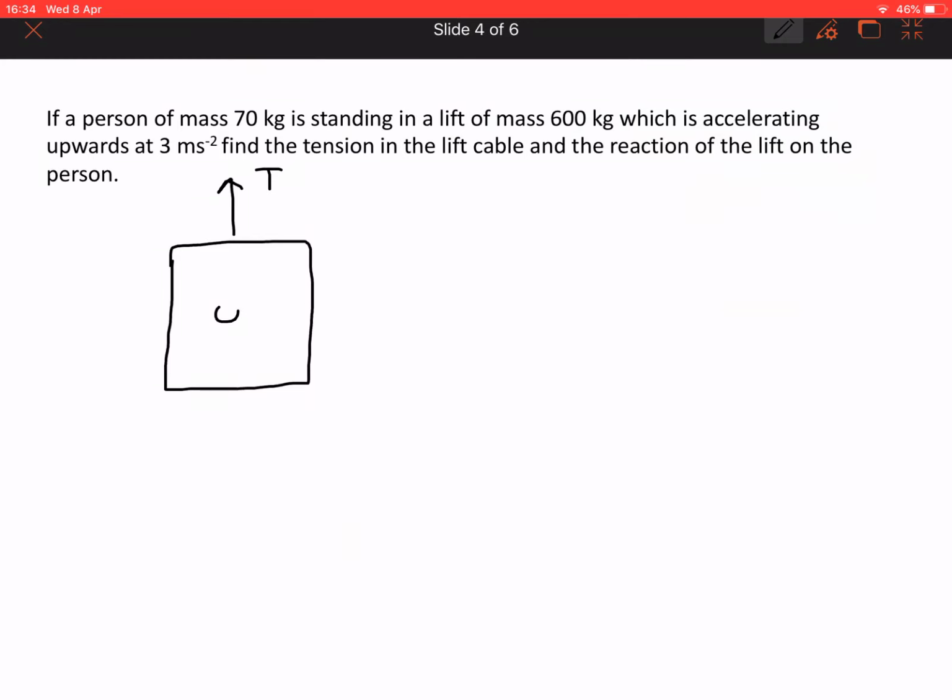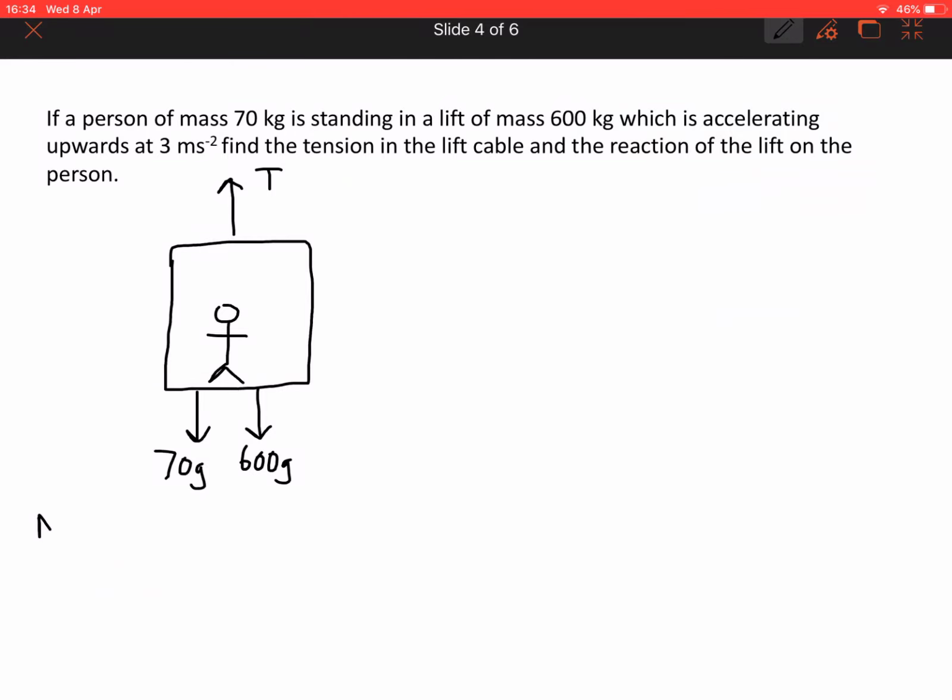So this is with the person standing in the lift. So the forces downwards, as in the previous slide, are the weight of the person, 70g, and the weight of the lift, 600g.